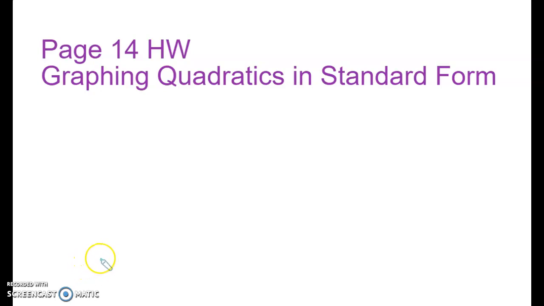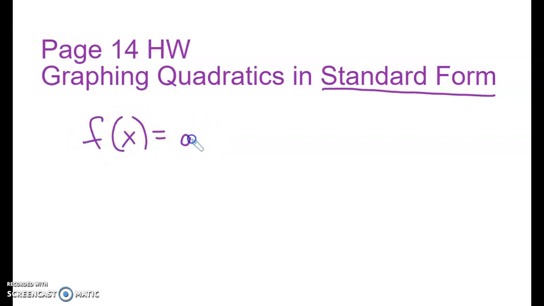Hey guys, so this is page 14, the homework for it, about graphing quadratics in standard form. So a few things to remember. Standard form, remember, looks like this. For a function, it's f of x equals ax squared plus bx plus c. So in standard form for a quadratic, a few things to remember.